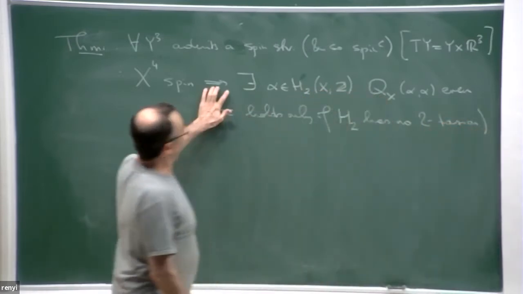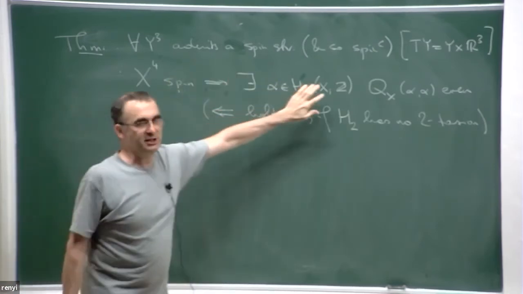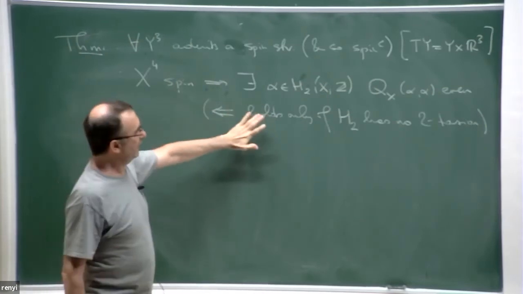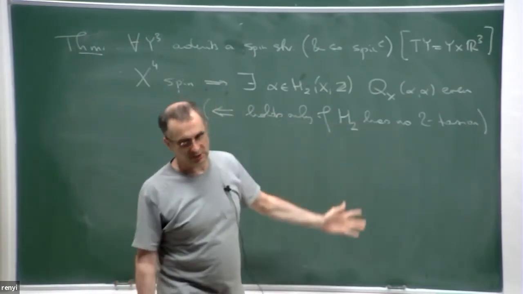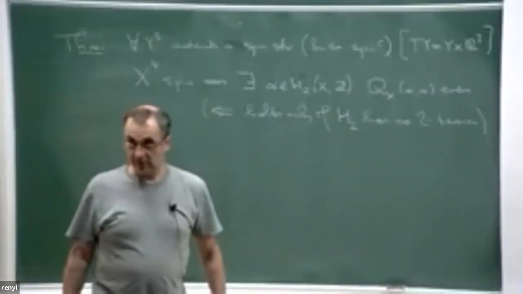So this is not an if and only if statement. If the manifold admits a spin structure, then the intersection form is even, and the converse does not hold in general. But if there are no two torsions in the homology, then it does. And are we assuming simply connected four manifolds here or something?